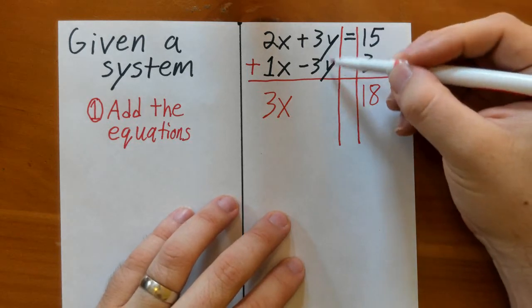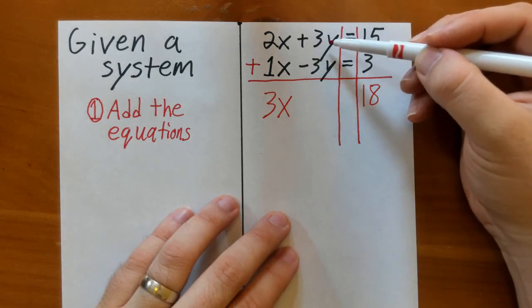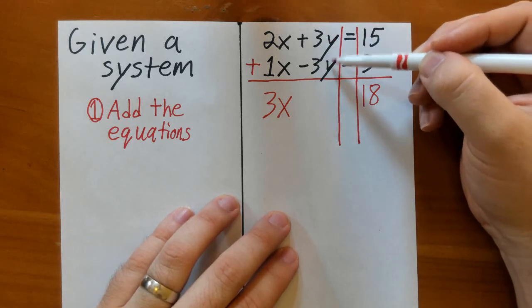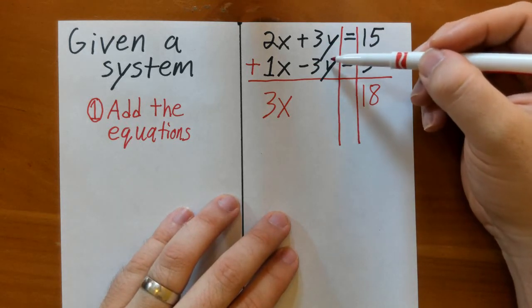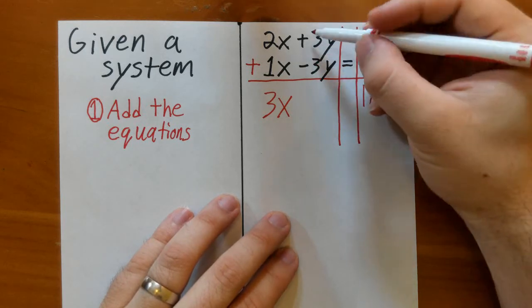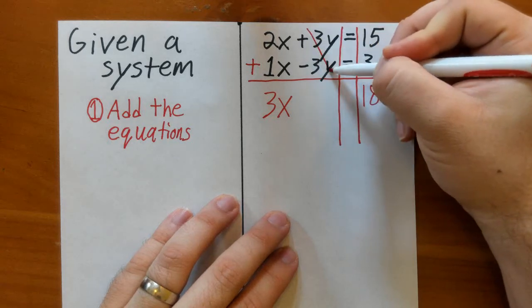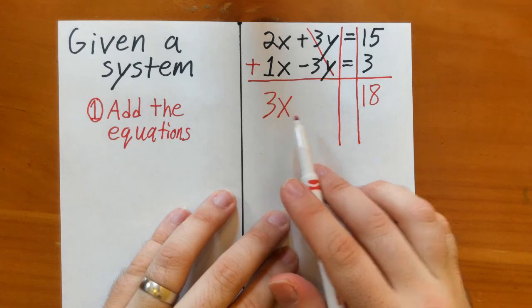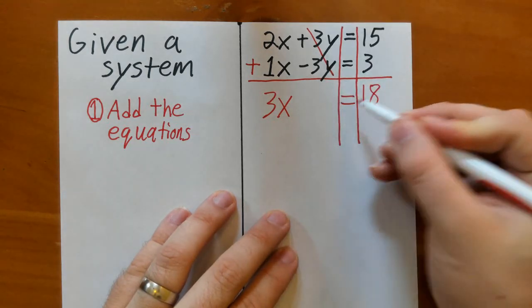Now, for the y's here, notice how we have a plus 3y and then a minus 3y. We would call this an additive inverse. That's a math vocab word. When we're adding these, because they have opposite signs, they're just going to cancel. So I'm just going to be left with the 3x equal to 18.